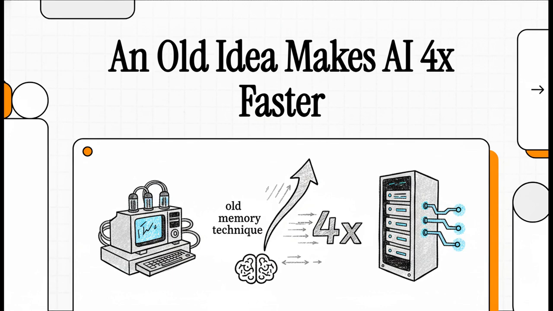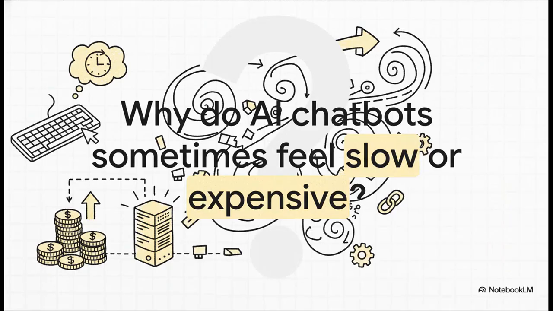Today we're diving into something really cool. It's a story about how a super old idea, I'm talking 60 years old from the very beginning of computing, is now fixing one of the biggest headaches in modern AI. And the result? It's making everything from chatbots to the coding assistants we all use up to 4 times faster. Pretty wild, right? But before we get into the solution, let's talk about the problem.